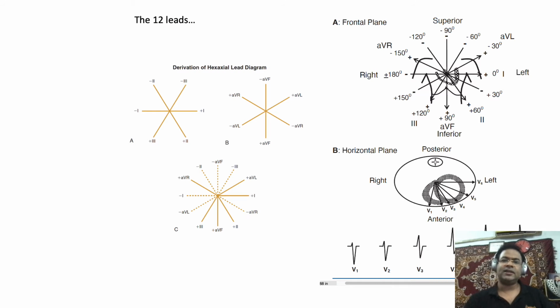Understand, the hexaxial system has got pairs. Lead 1 and AVF are a pair which are perpendicular to each other. AVL and lead 2 are a pair in which AVL is perpendicular to lead 2, and AVR is perpendicular to lead 3. So these are the leads and there is a relationship between them. This relationship we will use very favorably to derive the axis.